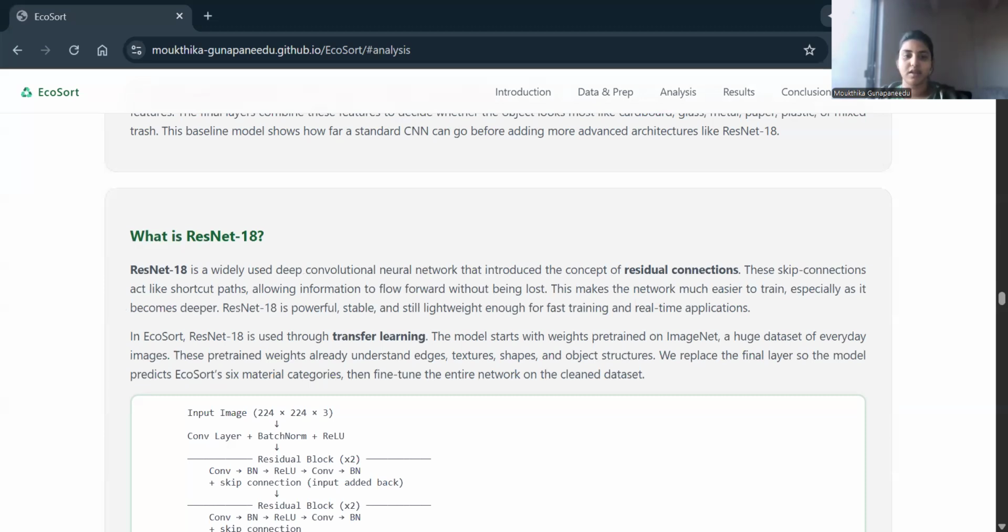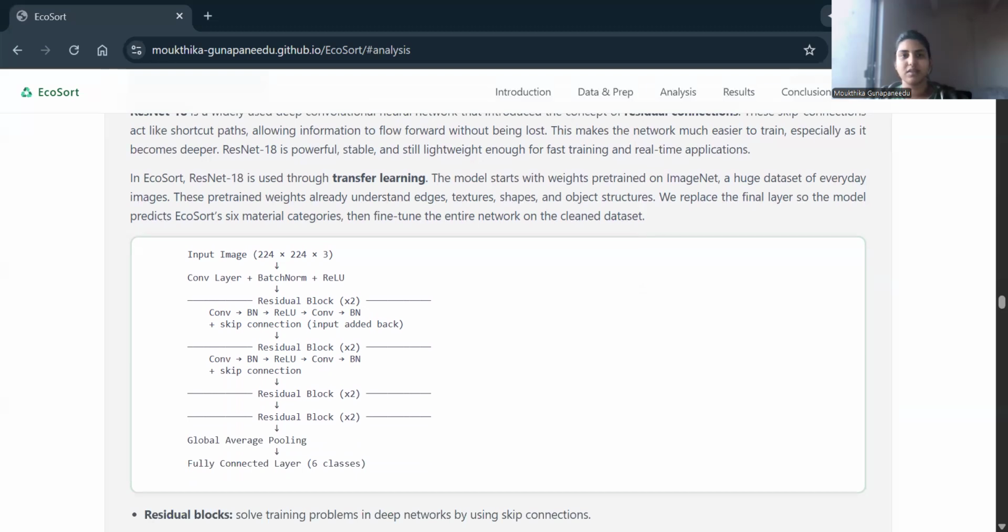So, particularly in this case, I used ResNet through transfer learning. So, I started with a pre-trained ResNet 18 that was originally trained on the ImageNet, and then I replaced the final classification layer with a new six class output layer. And then I fine-tuned the model on the EcoSort dataset. So, this means that the model does not start from zero. It actually knows useful general features like how to detect edges, textures, and it just needs to adapt those features to distinguish between cardboard, glass, metal, paper, plastic, and trash.